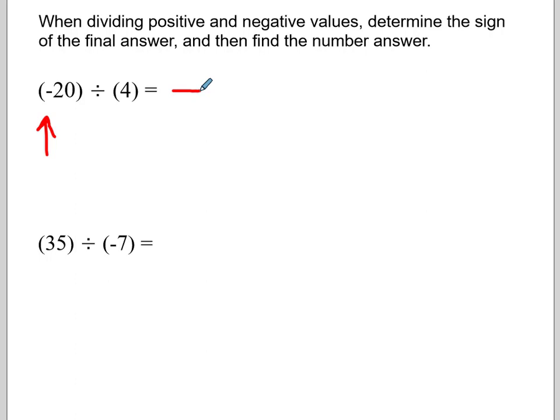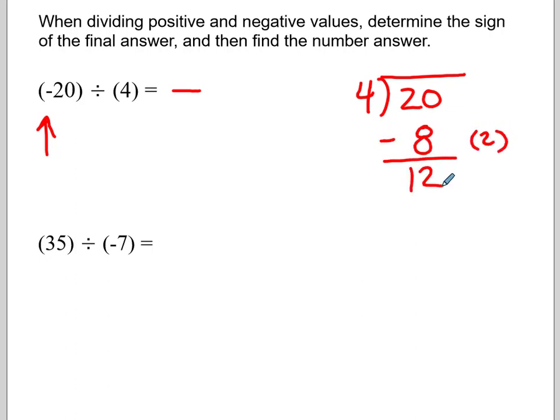Now I can just worry about how many groups of 4 fit inside 20. So you could go off to the side, and if you need to, you could do some repetitive subtraction. I know an 8 is 2 groups of 4, and then maybe I remember, oh, 3 groups of 4 is 12, right? That gives me 3 more groups for a total of 5, so the answer here is negative 5. Okay, and if you know your multiplication tables really well, you might just jump straight to the answer.